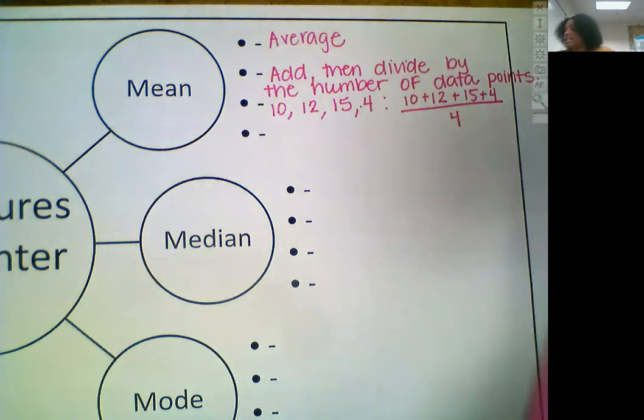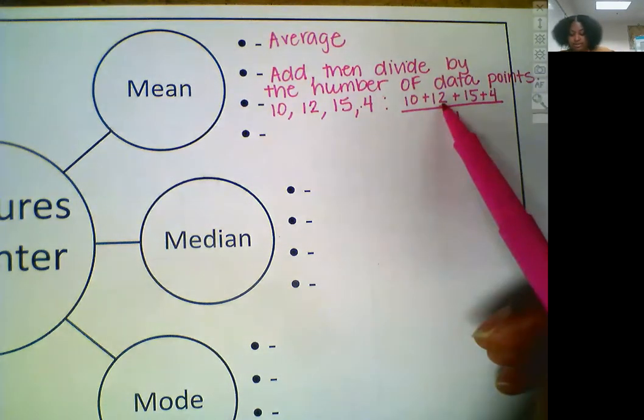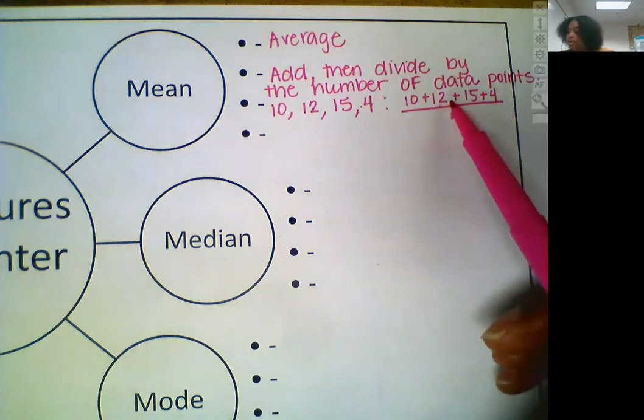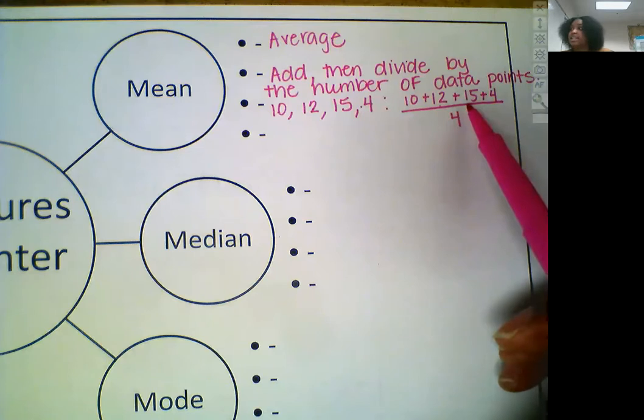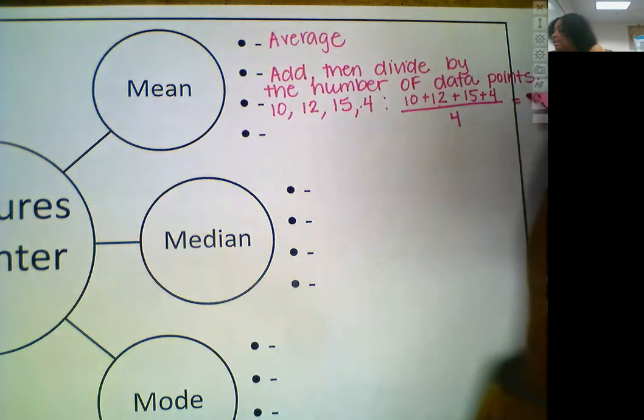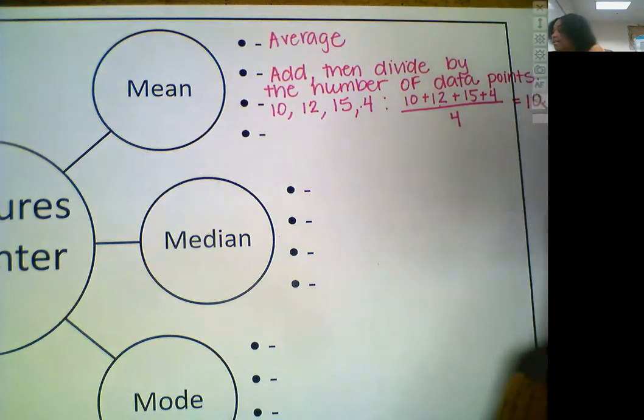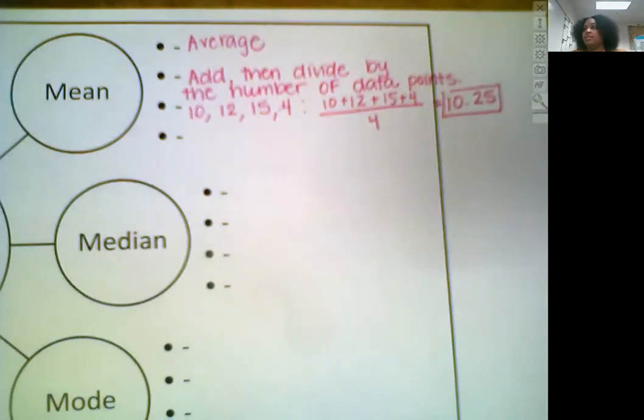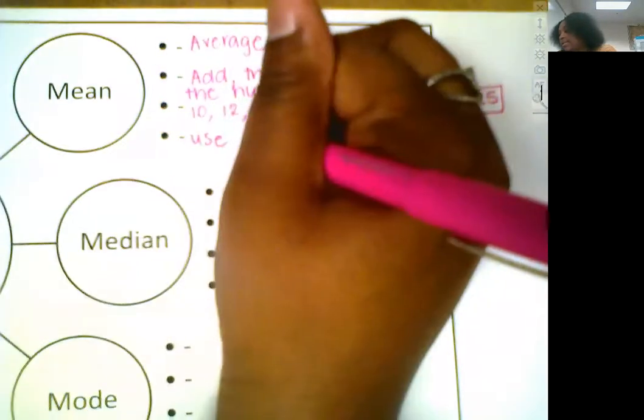So if I add 10 plus 12, that's 22. 22 plus 15 gives us 37. 37 plus 4 gives us 41. If I divide by 4, that gives me 10.25, which is going to be my average. And then you're going to use this for symmetrical data.